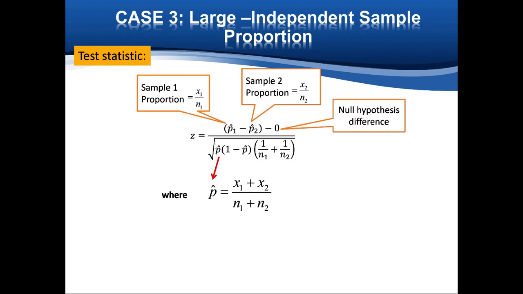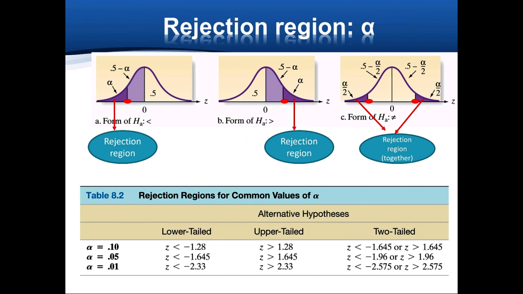For case 1 and case 3, because we use the z-table, we can use this rejection region summary table again to find the critical values. For example, if HA is bigger than, we look at this column. If alpha is 0.05, we look at this row. The crossing is the critical value, bigger than 1.645.